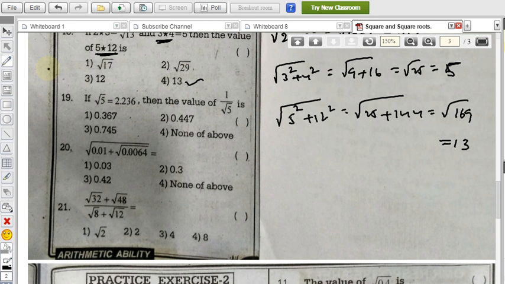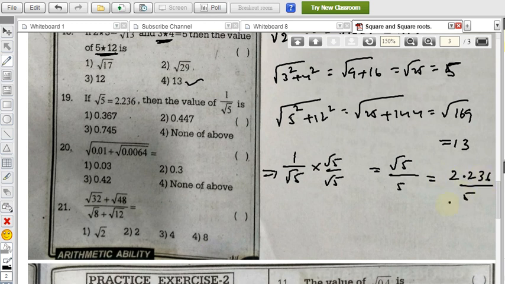Root 5 is 2.236, then value of 1 by square root of 5. Instead of doing division with decimal numbers, to find the value of 1 by root 5, multiply and divide by root 5. This is called rationalizing the denominator. So root 5 into root 5 is 5, root 5 square is 5. Now root 5 is 2.236 by 5. Now 2.236 divided by 5, if you do the division, you get 0.447.